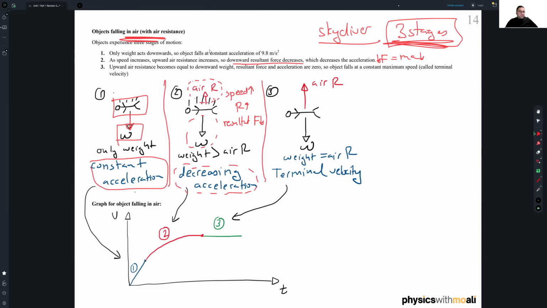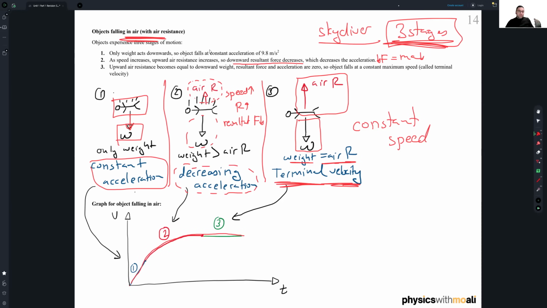Final stage. Now, again, you haven't opened the parachute or anything, but eventually the air resistance increases so much, it becomes equal to the weight. The weight and air resistance are equal. So you fall at a constant speed. We call that speed terminal velocity. That happens when the weight is equal to air resistance. If you sketch a graph for this motion, this is what it looks like. A short straight line, then it curves until it's a constant speed.